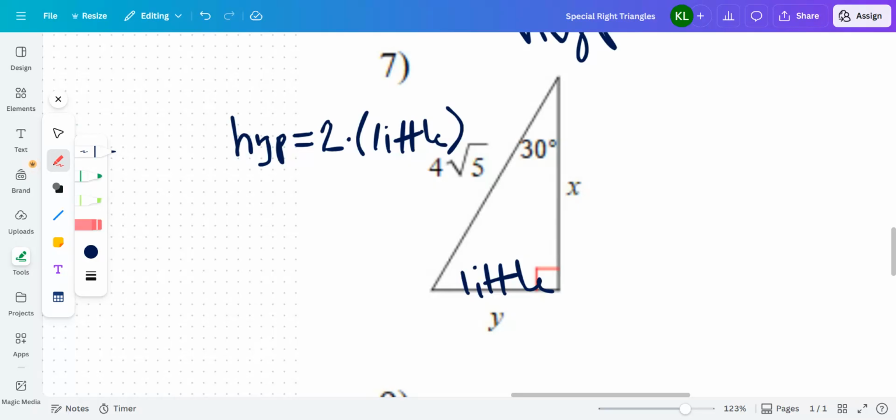And again, I'm sorry about my writing. I don't have a stylus for this new device that I'm using, so I'm having to use my index finger, and it looks a little not the best.